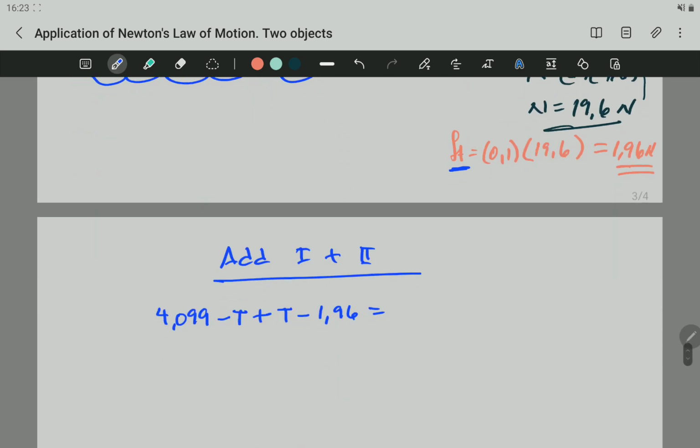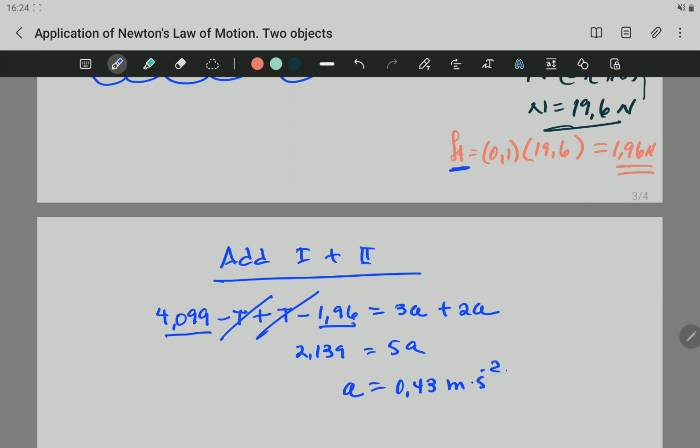So it will be 3A plus 2A. And then I'm going to add these two numbers. T minus T will cancel each other, and then what will we have here? So we have 2.139 is equal to 5A. So A is equal to 3.29 divided by 5, which the answer is 0.4278, 0.43 meters per second squared. Okay, so that is the answer for acceleration.